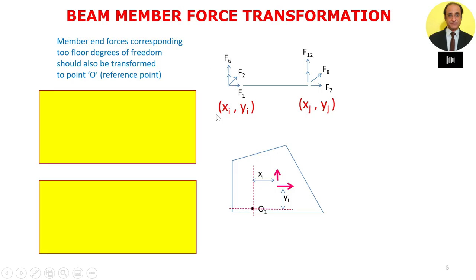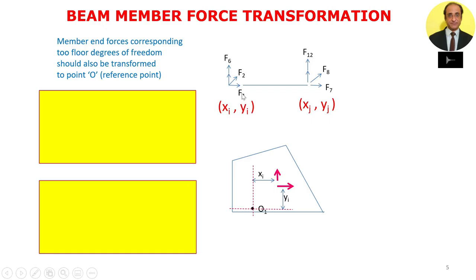Similarly, we need to carry out force transformation also. Let's say there are forces at the member ends, and these forces corresponding to the floor degrees of freedom, they need to be transformed to the reference point. It's not necessary to transform the other forces which are corresponding to the joint degrees of freedom, but the 6 floor degrees of freedom, they need to be transformed to this point. So this is also fairly easy.